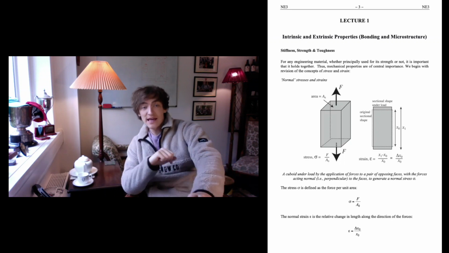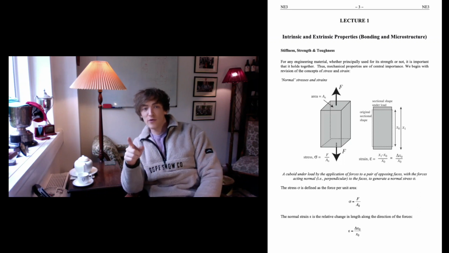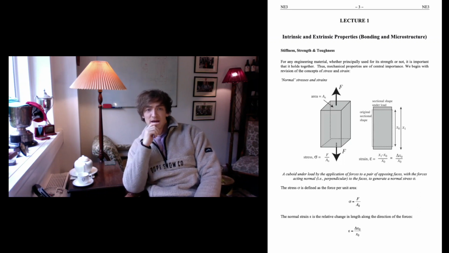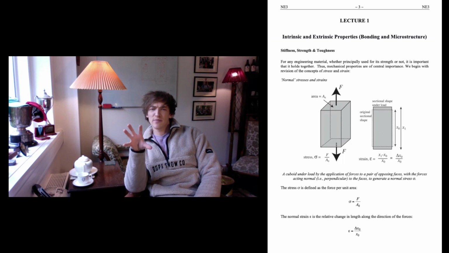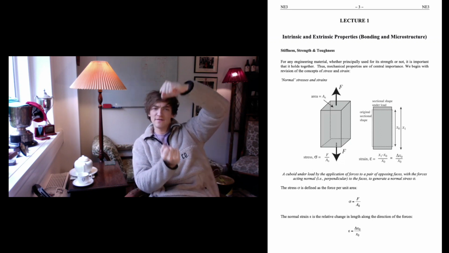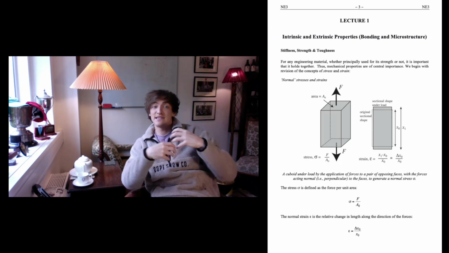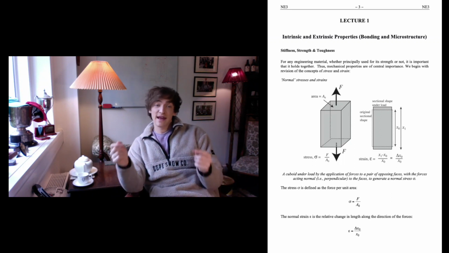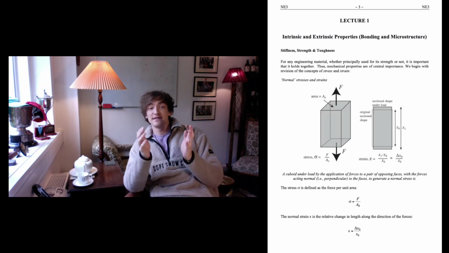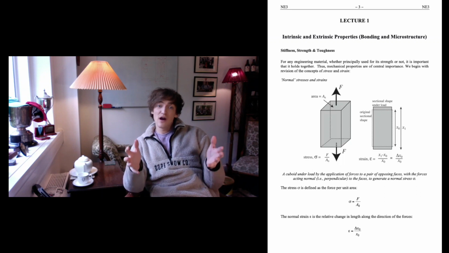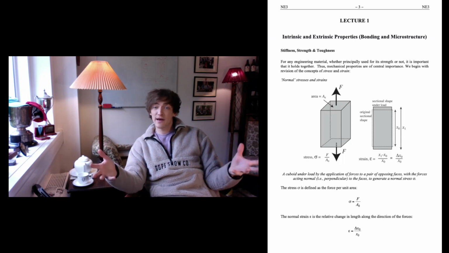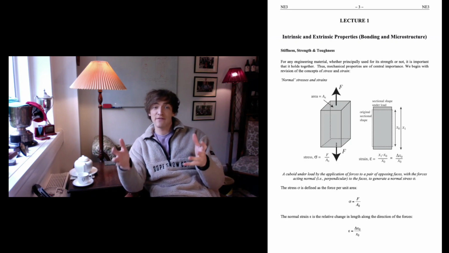Well, the image here shows a cuboid under a load on page 3. The cuboid is under a load caused by forces applied on a pair of opposing faces, acting normal to one another and perpendicular to the faces. And that generates a normal stress, which is denoted by sigma. So sigma denotes stress. Stress is equal to the force over the area across which it is applied. So sigma equals F over A.